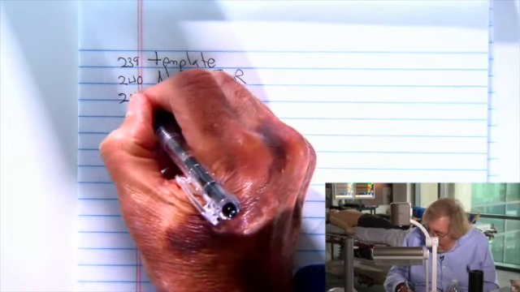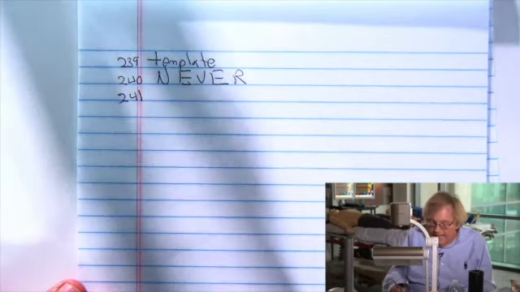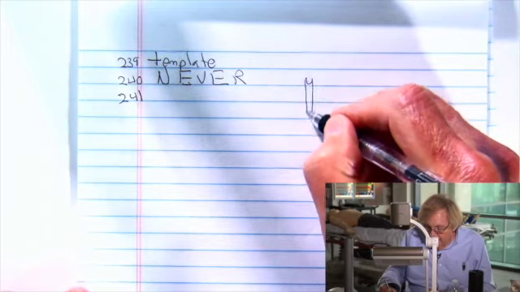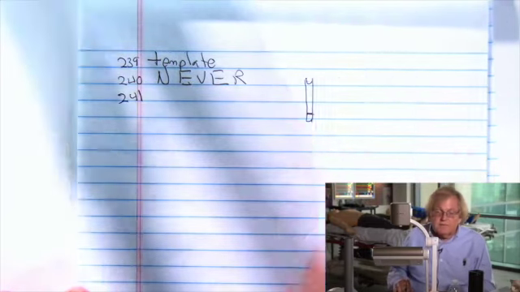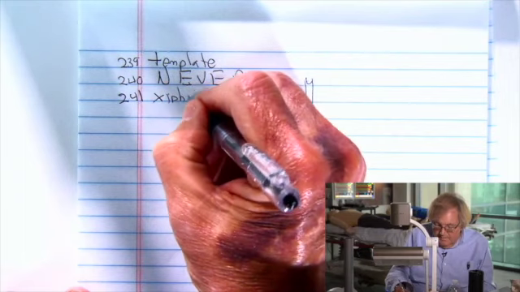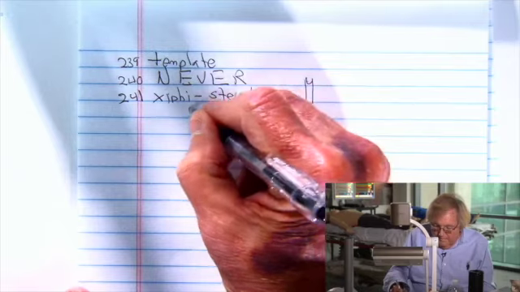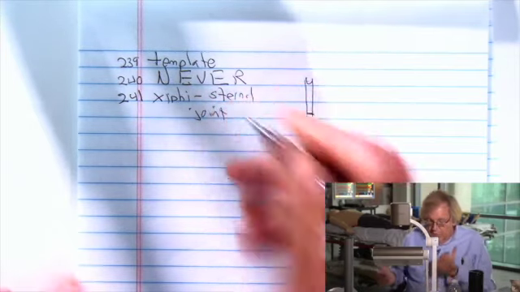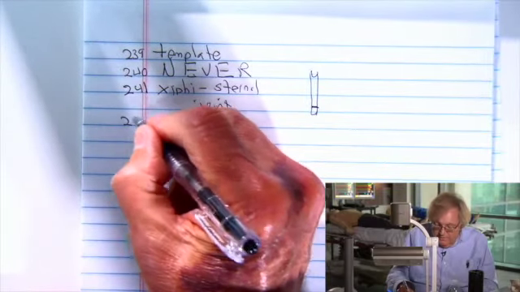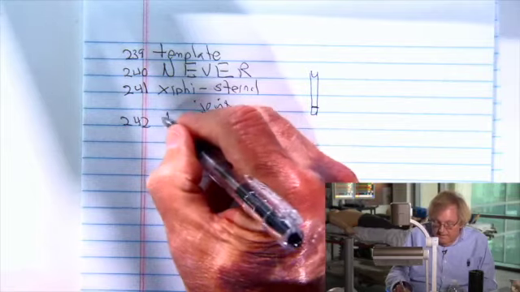241 says the joint between the xiphoid process and the body of the sternum. Well, if this is your sternum and this is your xiphoid process over here, it's called the xiphisternal joint. That's the one that oftentimes is broken in compressing the chest in CPR. 242 says attaches muscle to bone. That's a tendon.